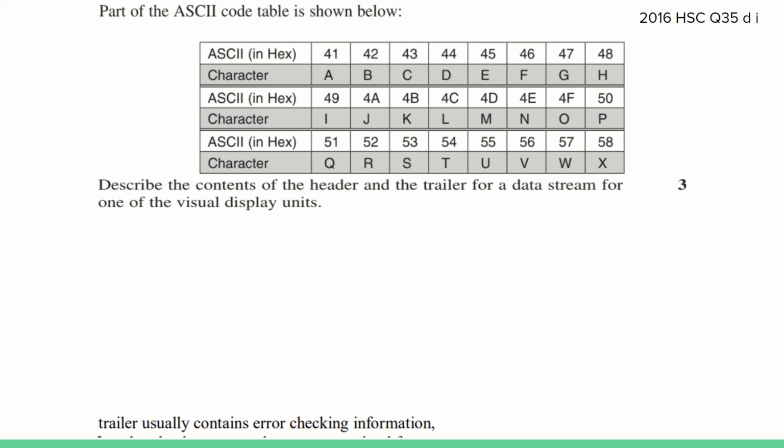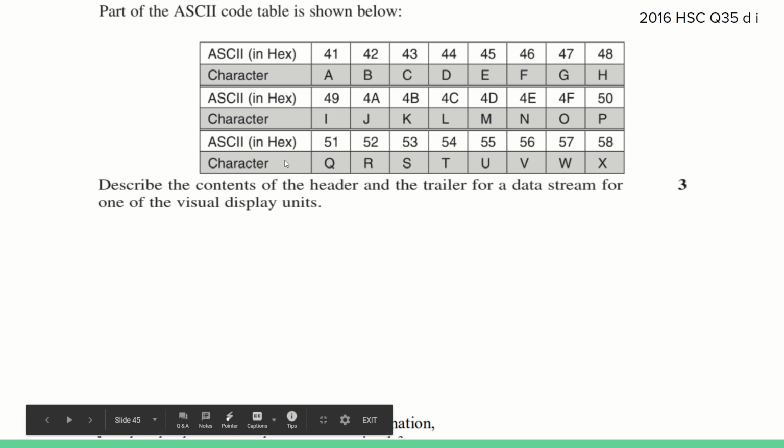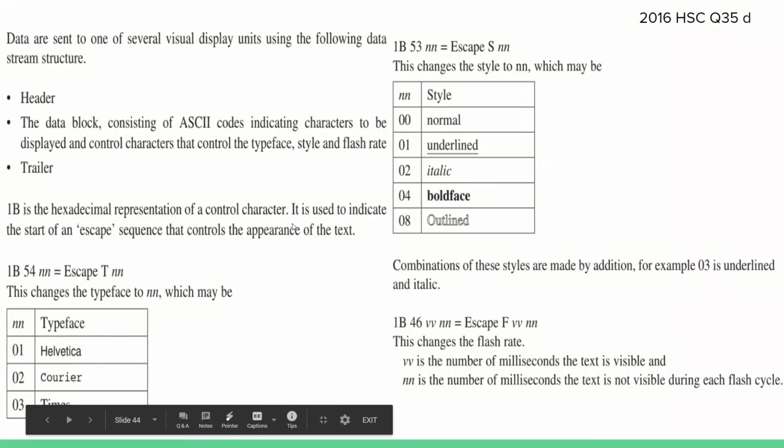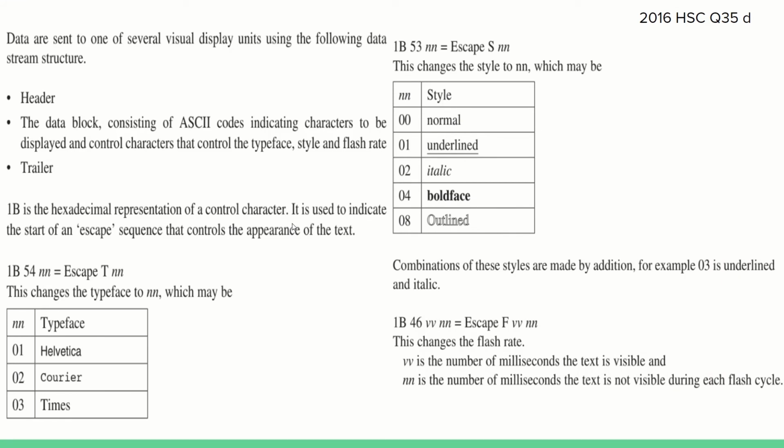If I look back at this question, it's telling us what's the contents of the header and trailer. The only time header and trailer come up is those two words. There's no explanation on it. Everything here relates to the data in that actual data block, or body. This question sucked because a lot of students went 1B. That makes sense, but that's not part of the header, because it says that this is the data block that they're giving us. So 1B is within that data block.